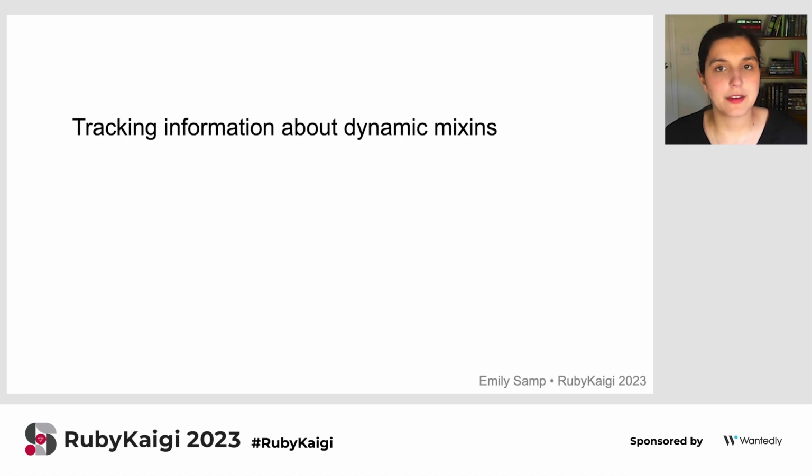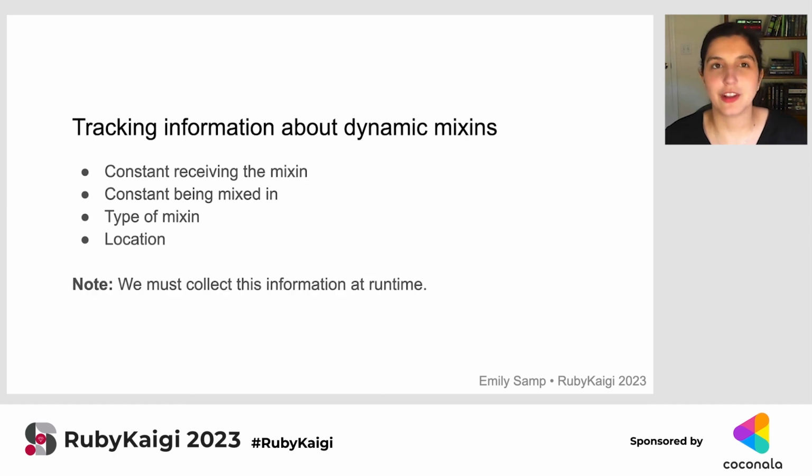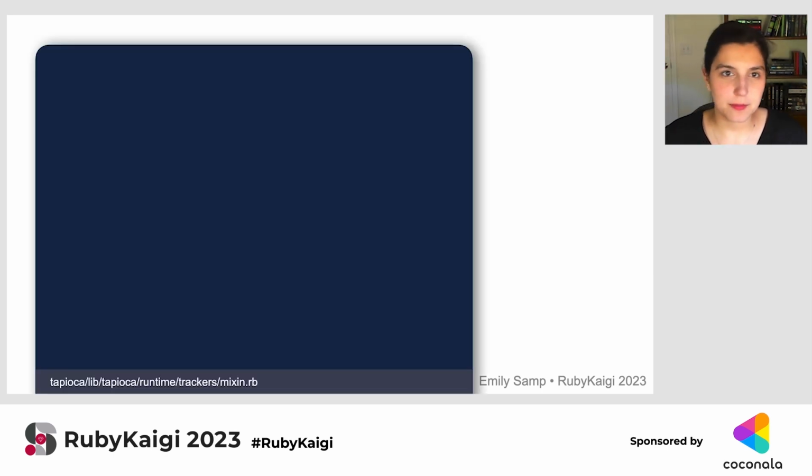So in order to implement a check like this, we'll need to start tracking some information about dynamic mixins in our gem. For every mixin, we'll need to know what constant is receiving the mixin, as well as which constant is being mixed in. We'll need to know what kind of mixin is being performed, whether it's a prepend, include, or extend, and then finally, the location of the mixin. It's also important to remember that because mixins are dynamic, statically analyzing the code base is not going to be enough to collect this information. We need to actually load the gem to collect this information at runtime. So, how do we accomplish this?